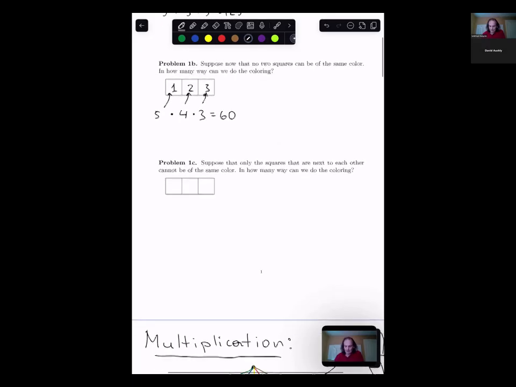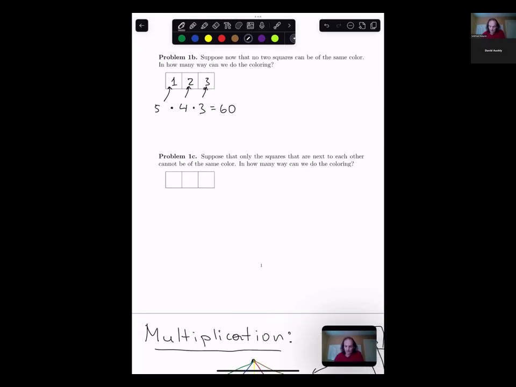Okay, so let's look at the third one now. The same problem, but now the restriction is that the two boxes that are next to each other cannot be the same color. So if they're not next to each other, we can use the same color. That's not a problem. But if they're next to each other, they should be different. You can think of it as, you want to see where one box ends and the next one starts, right?